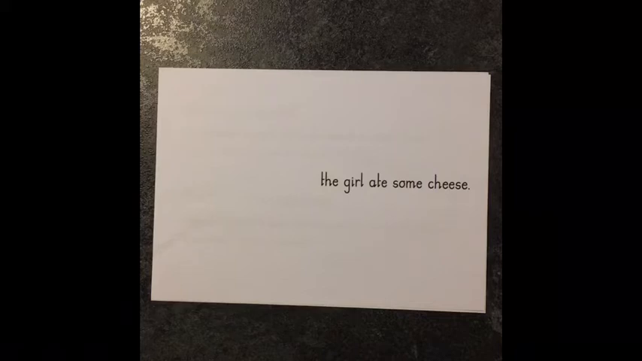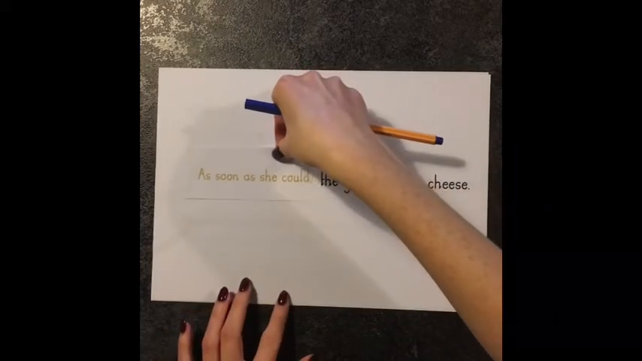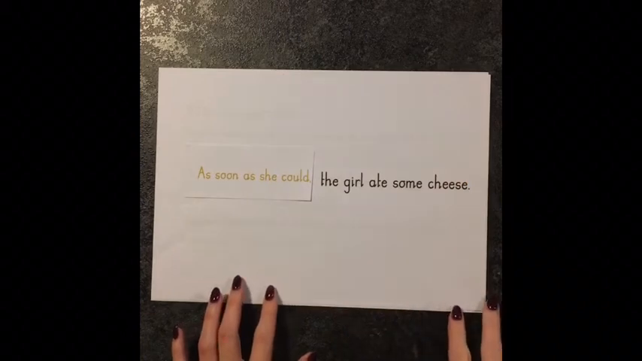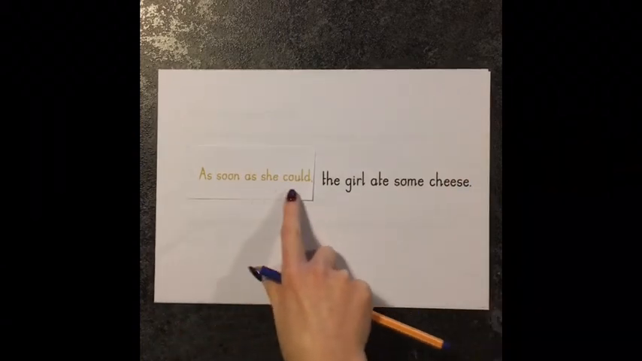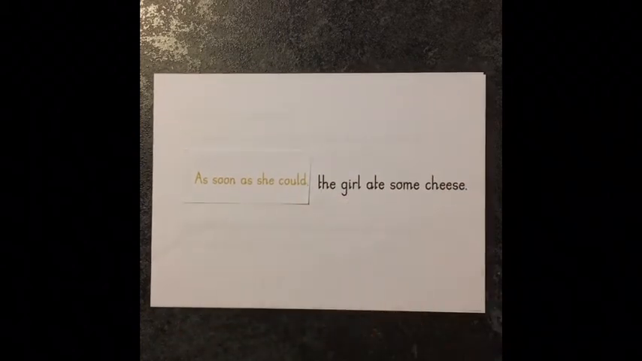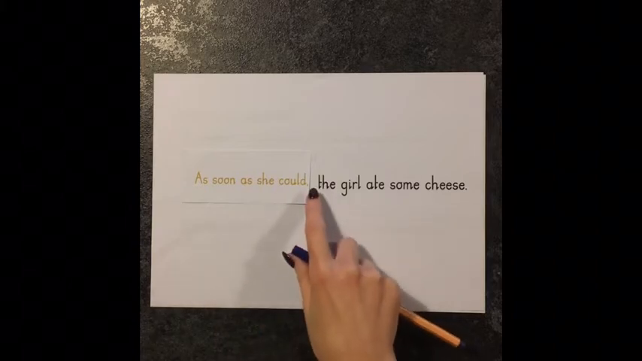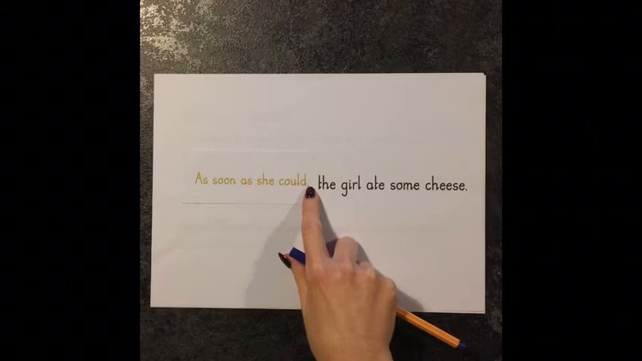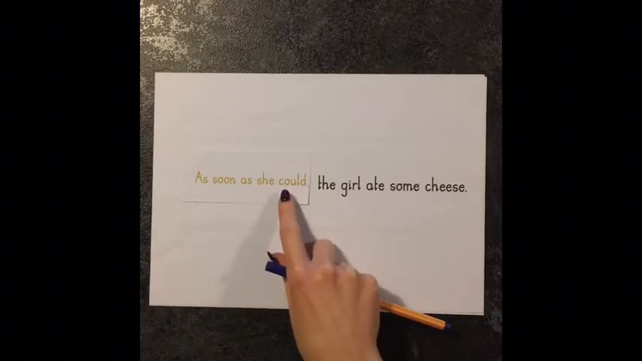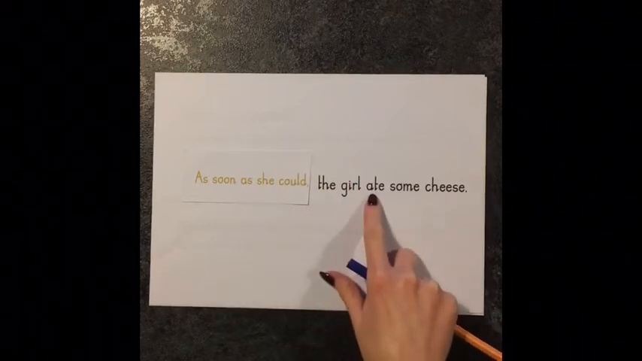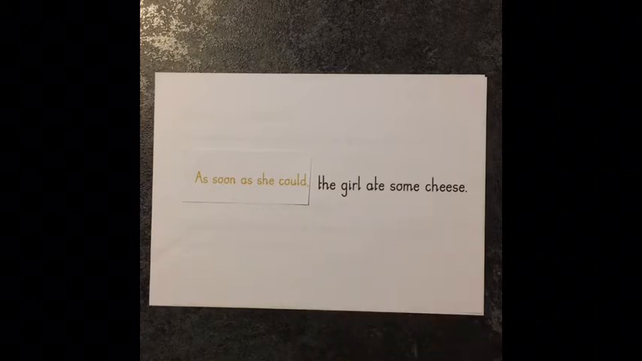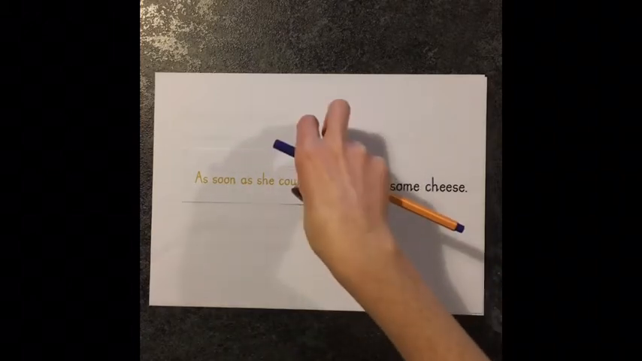Okay. So I'm going to add a fronted adverbial of time. As soon as she could, the girl ate some cheese. Now every fronted adverbial needs to be followed by a comma. Now this comma separates the fronted adverbial from the main clause of the sentence. As soon as she could, the girl ate some cheese.